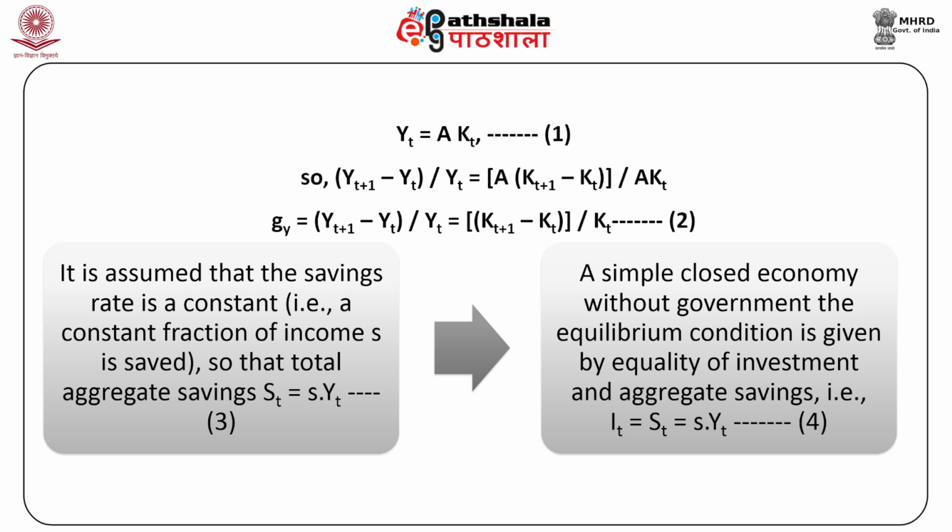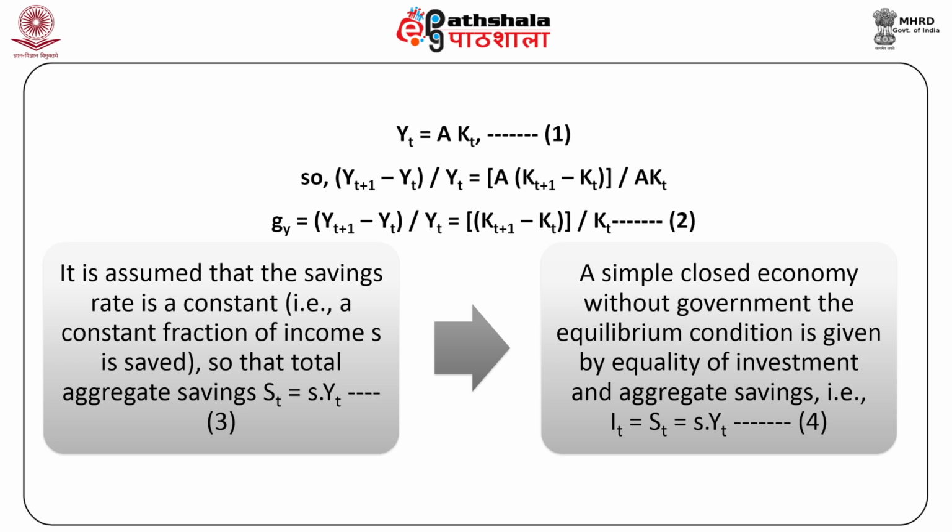It is assumed that the saving rate is constant, that is, a constant fraction s of the income is saved. So, the total aggregate saving St is equal to sYt, which is equation 3. Also, in a simple closed economy without government, the equilibrium condition is given by equality of investment and aggregate savings, that is, It = St, which is equal to sYt, which is equation 4.